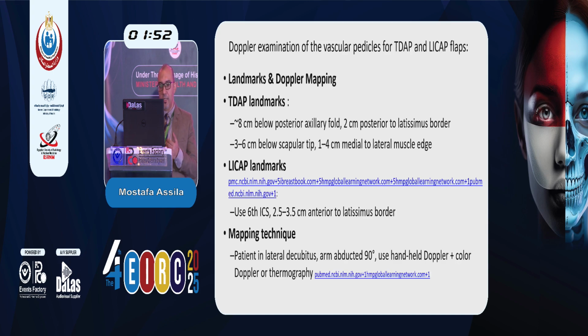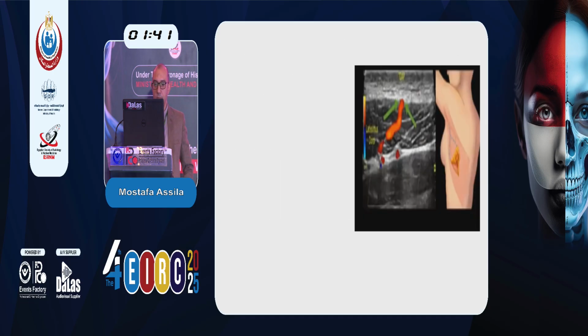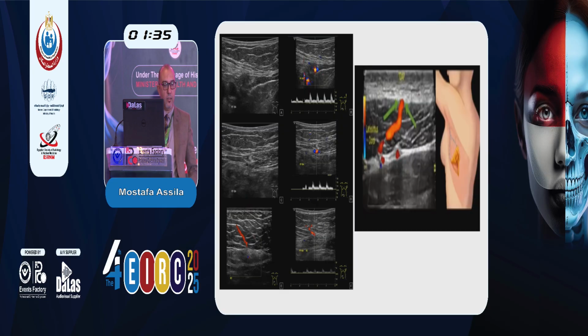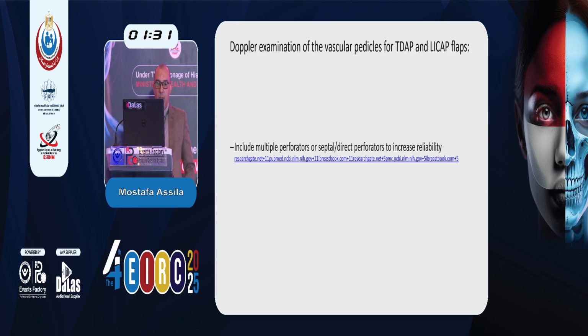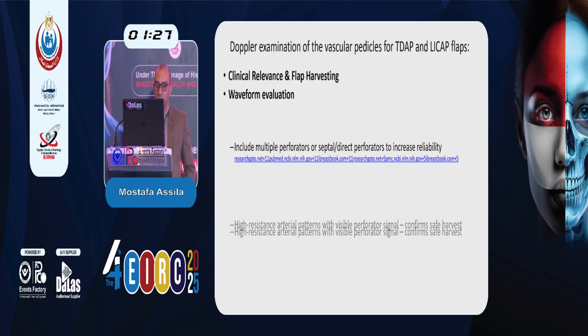Patient in lateral decubitus, arm abducted 90 degrees. Use handheld Doppler and color Doppler, with thermography. Here's the vessel, there's the diagram about it, and the color Doppler study. Doppler examination of the vascular pedicle, thoracodorsal and lateral intercostal artery.